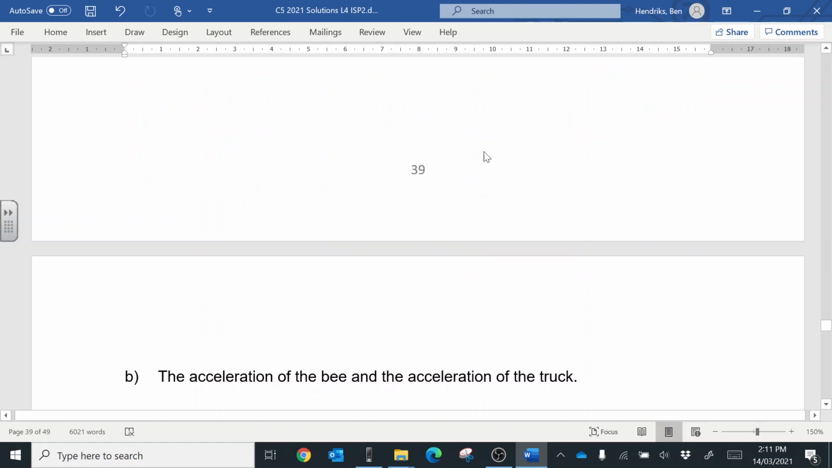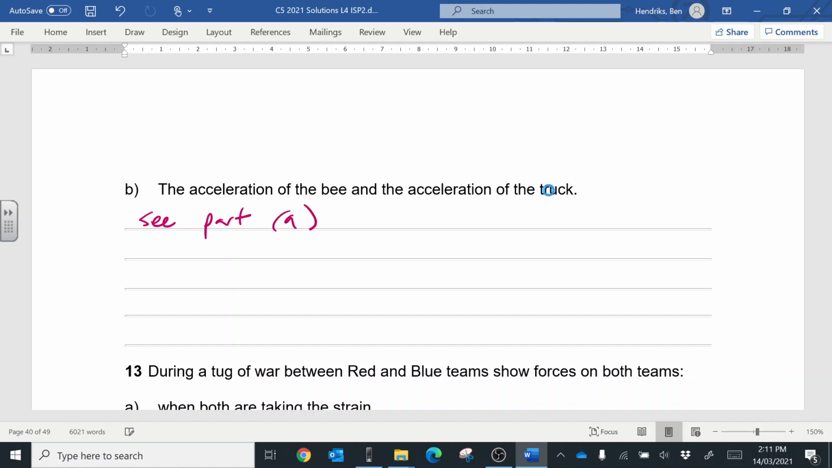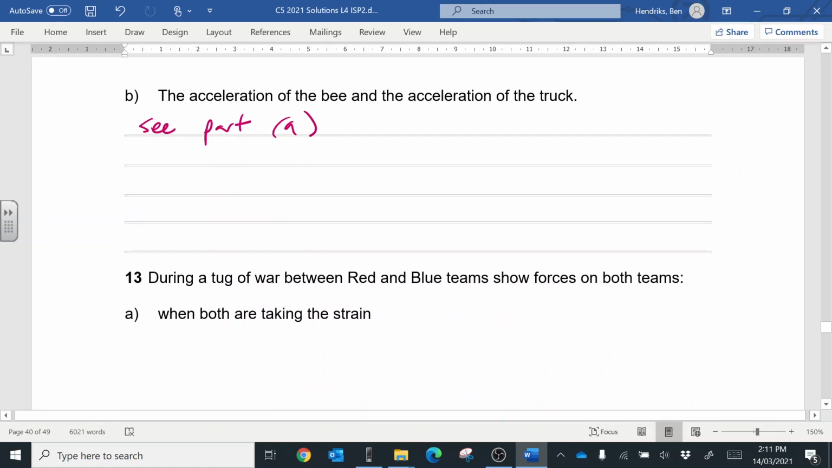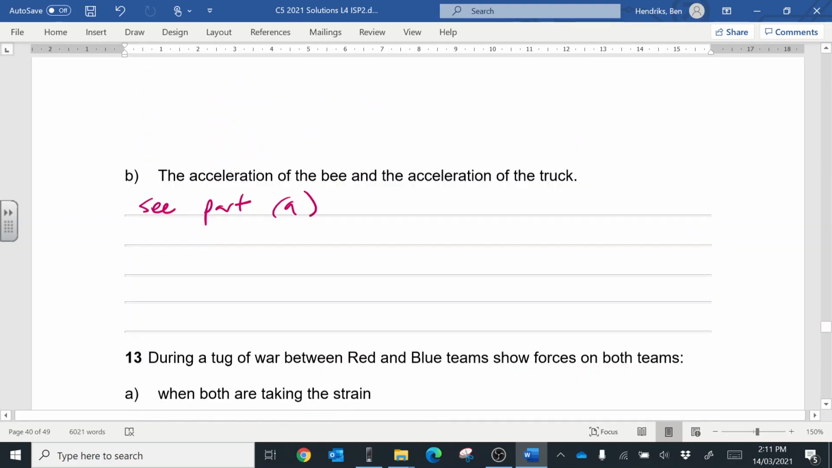Okie doke. And the acceleration of the bee and the truck, I actually just explained that, didn't I? The acceleration of the bee and the acceleration of the truck. So we just answered part A, I jumped the gun, didn't I? Alright, I'll leave this one for the next video, the tug of war example.